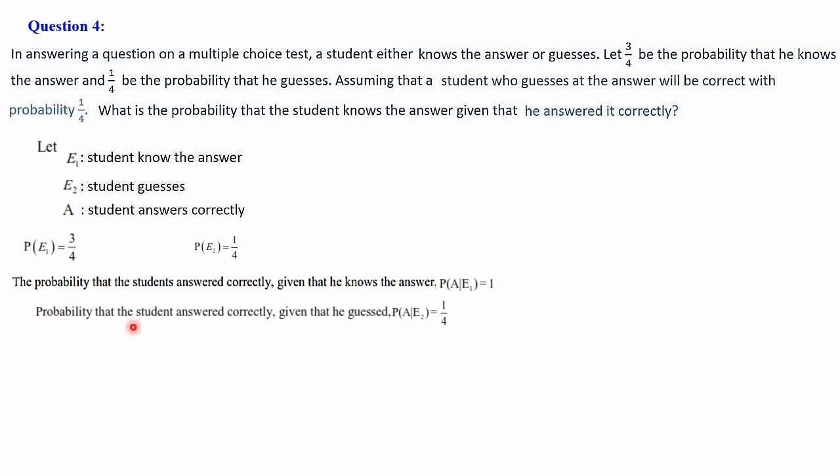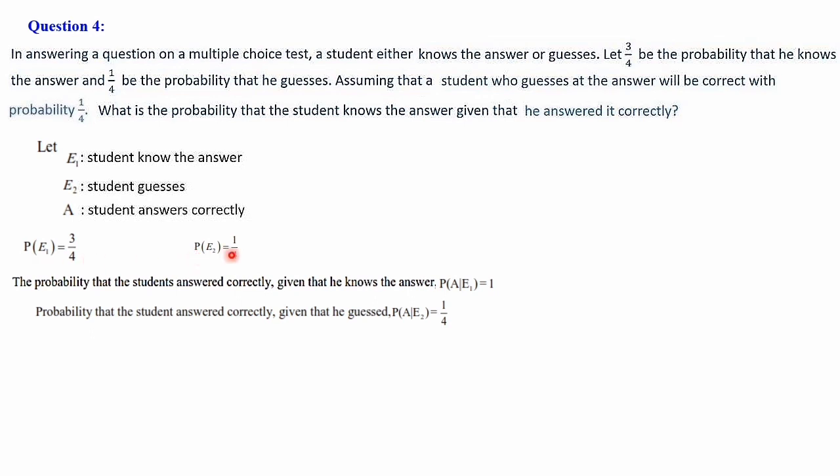Next one, probability that the student answered correctly given that he guessed. That is, here it is 1 by 4. So P of A given E2. A given E2 in the sense, student answered correctly, already happened one, that is E2. E2 is he guessed. Student guesses is E2, is 1 by 4. So all the requirements we have written.